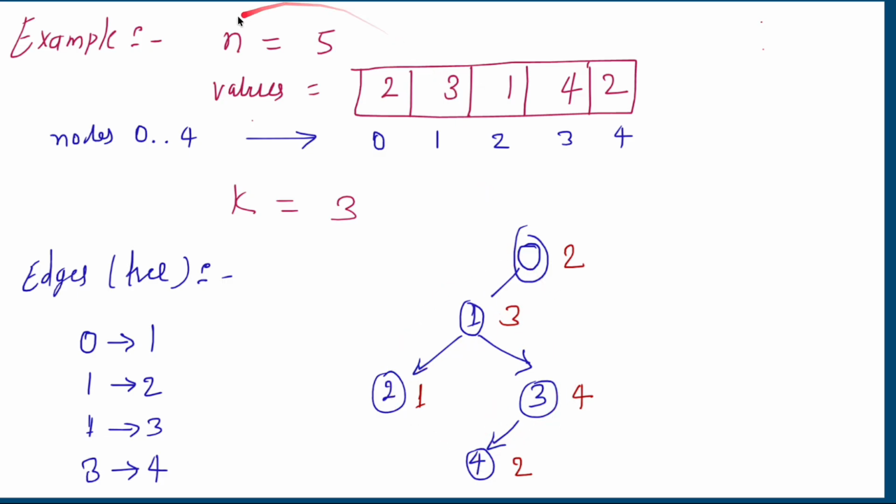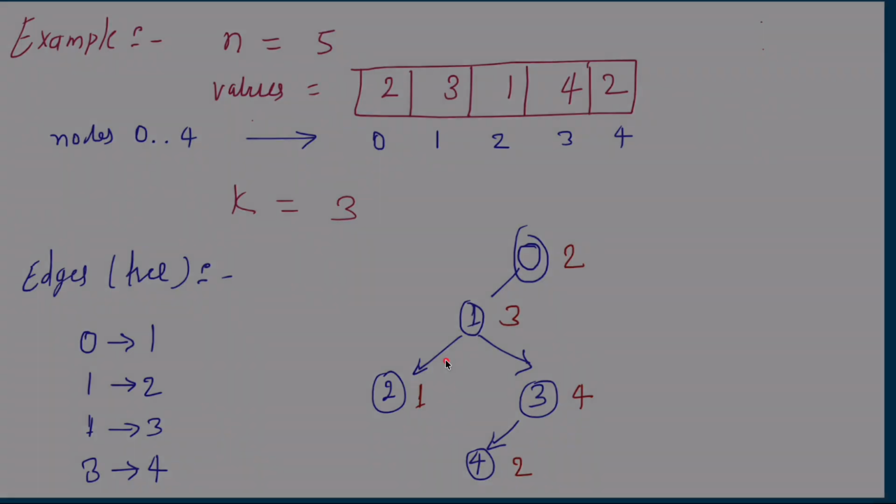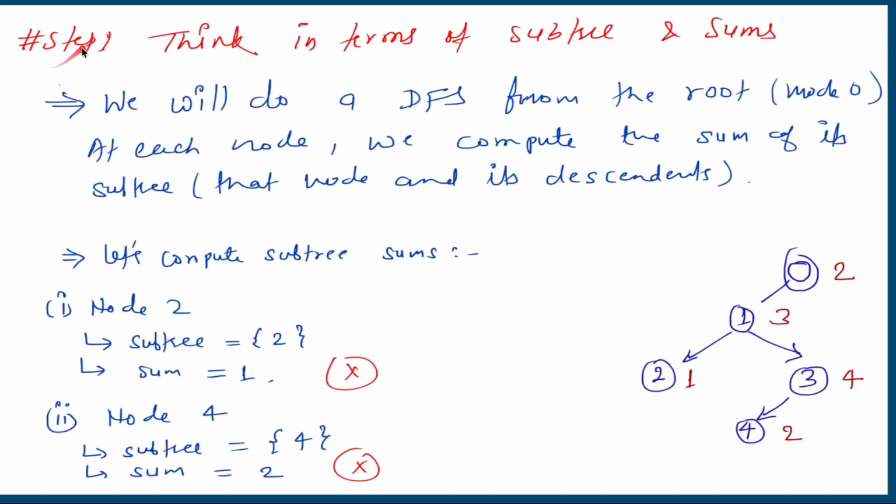So if we are given values like this, n equals 5, the values, and k equal to 3, we should understand that the given indexes are the nodes, and we can represent them in this graph. Once you represent this graph, you will understand the edges, or if you have the edges, you can represent this graph also. If you break from here, here, or anywhere, the sum should be divisible by k, right? So let's go through step 1.